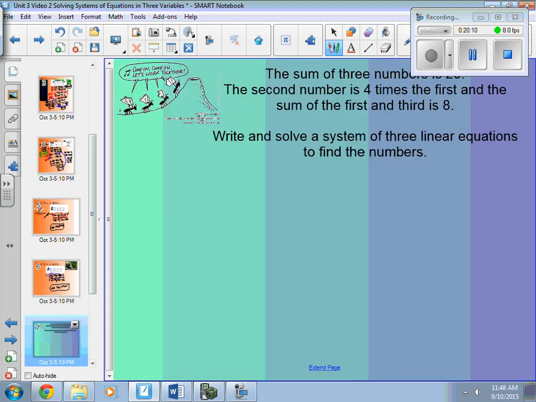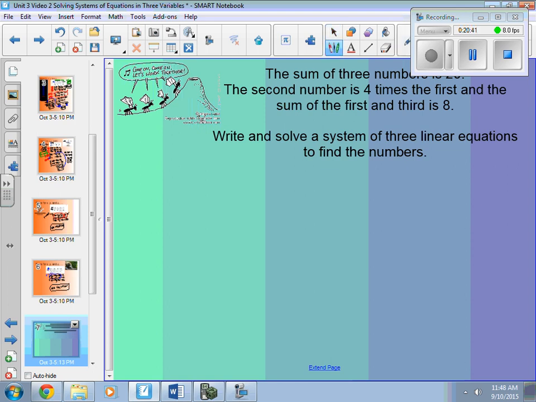All right, let's try a couple word problems. On this next one, it says the sum of three numbers is 20. The second number is 4 times the first, and the sum of the first and third is 8, right? And solve a system of linear equations. I want you to pause the video on this one. See if you can write out 3 equations, similar to what we did in that Olympics problem earlier, and see if you can get 3 equations. All right. Let's see what you got here.